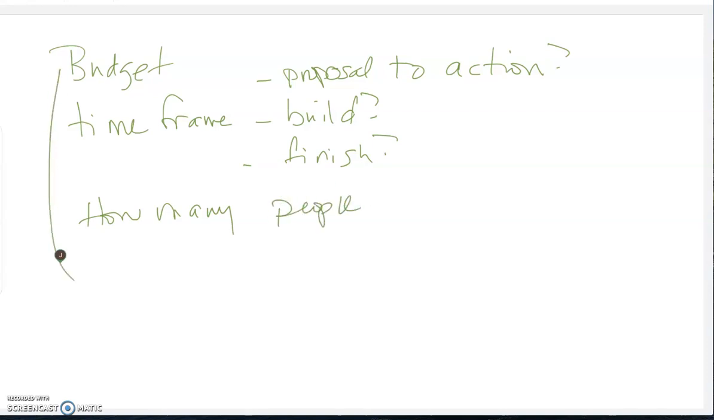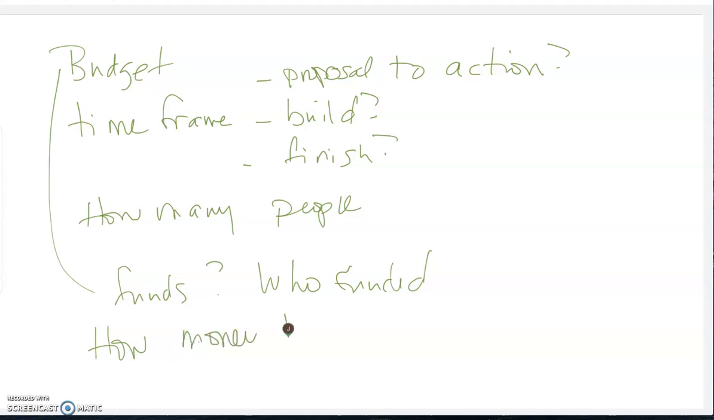Coming back to this idea of budget, where did the funds come from? How did they maintain those funds, or how was the money distributed? So how was the money kept, collected, distributed? Those kinds of things.